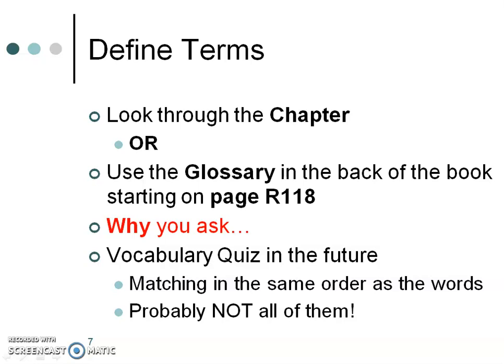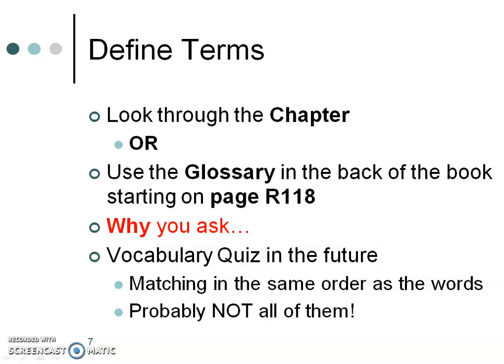You can also go to a glossary. I suggest the one in the back of the book, because these are going to be the definitions given for the science aspect. Some of these words maybe have multiple meanings, and if you look online like at Google and just look them up, that first definition that comes up might not be the chemistry related one. But there is a reference section in the back of your book starting on page R118, so you can just go back there.